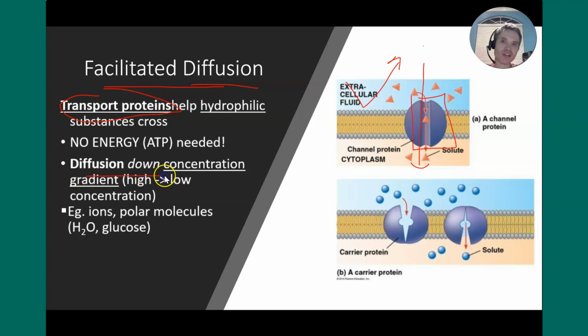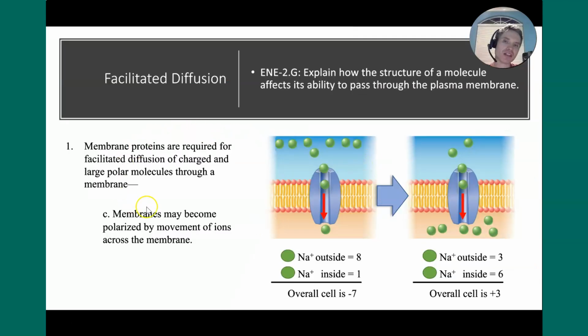Once again, diffusion down the concentration gradient. No energy is necessary during this procedure. When we have facilitated diffusion, this also allows us to create what we call a polarized membrane. So you notice in this example right here, sodium has a positive charge.